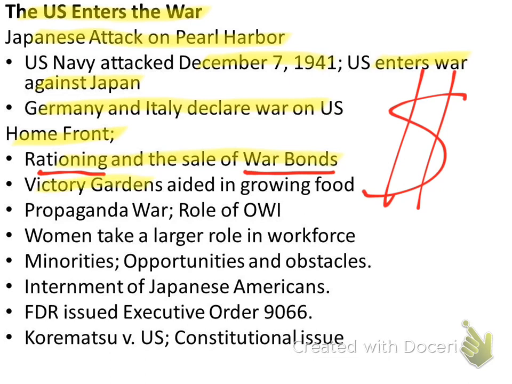Victory gardens aided in the growing of food. You may have a small plot of land in your backyard that you plow up and maybe plant.